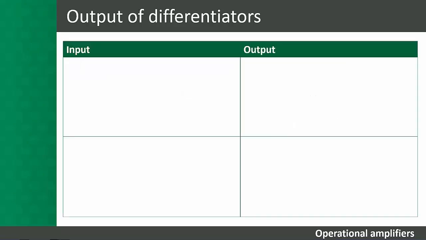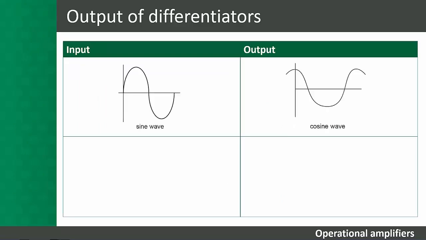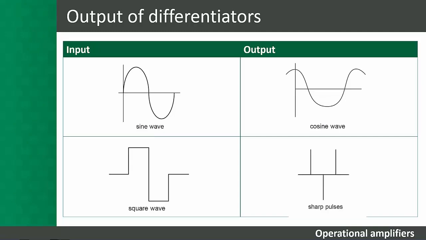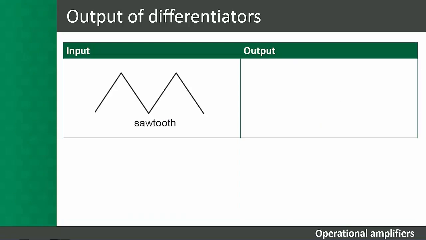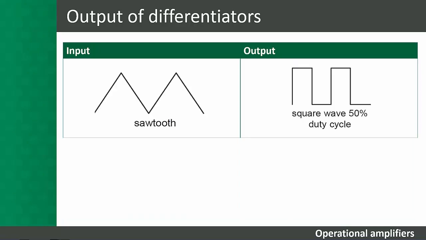Different input waveforms behave differently at the output. The sine wave gives a cosine at the output, whereas a cosine at the input produces a minus sine wave at the output. The square wave produces a bipolar train of sharp pulses, while a sawtooth input produces a square wave at the output of the amp.